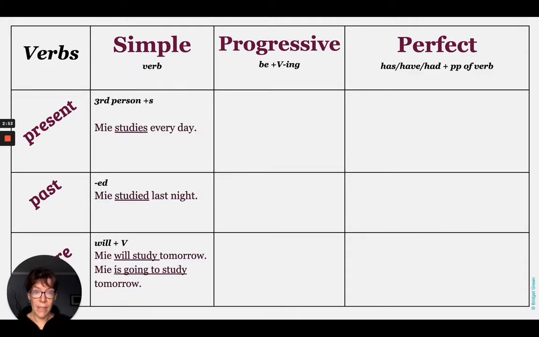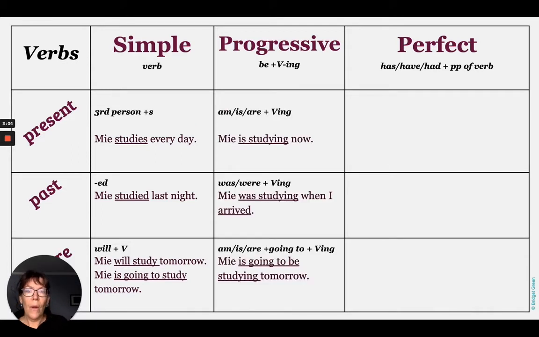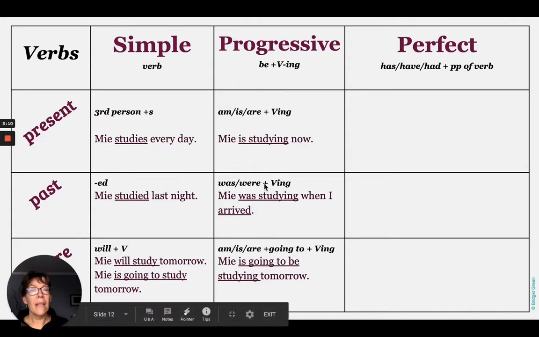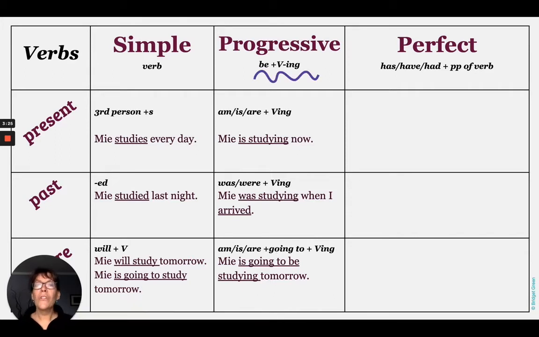All right, so in the simple tenses, there is the present simple with the third person S, and the past with the ED, and in the future. Right, in the progressive, we use the verb to be plus ing. And in the past, again, the verb to be, was or were, plus the ing. We use it with going to for the future. And the progressive is also a longer action. Okay, it takes a longer time to happen.